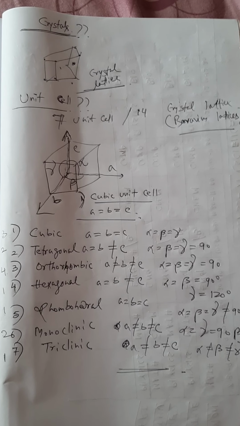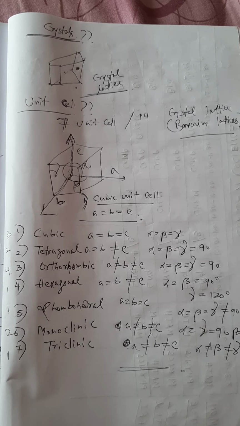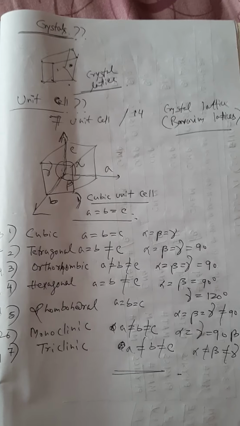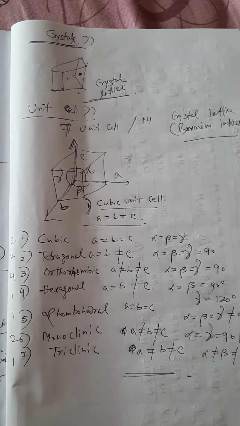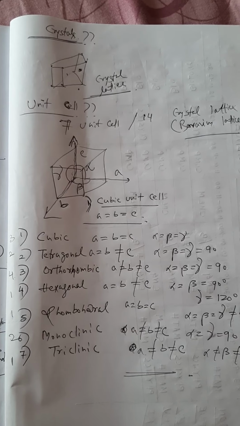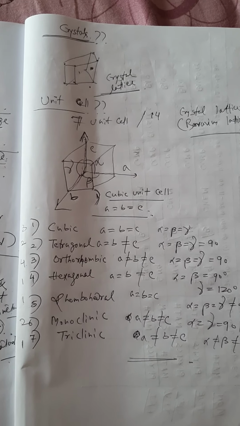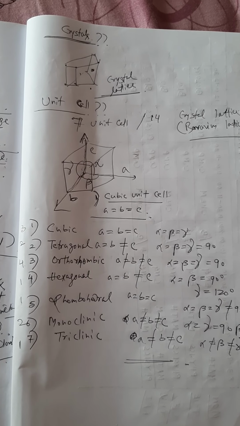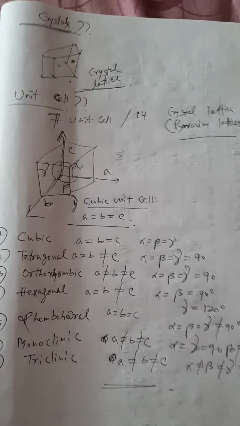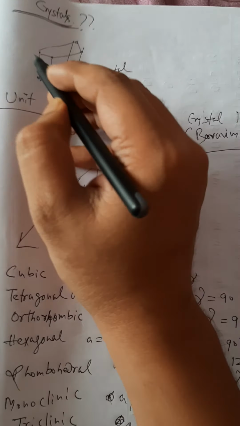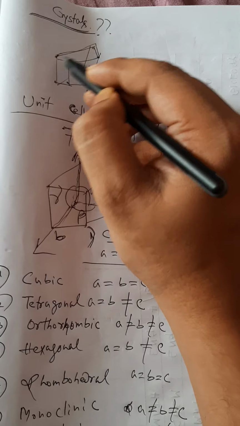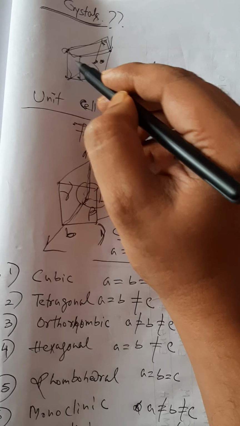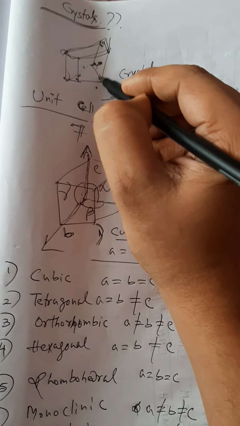And in every crystal there is a unit cell, because crystal lattice is actually formed by unit cells. What is a unit cell? Unit cell means the smallest geometrical portion of the crystal lattice which can be used as a repetitive unit to build up the whole crystal. Means if this is a crystal, then there is a unit cell like this.